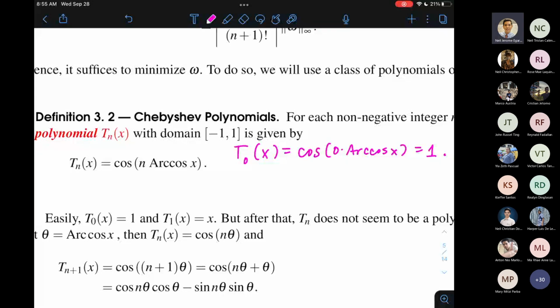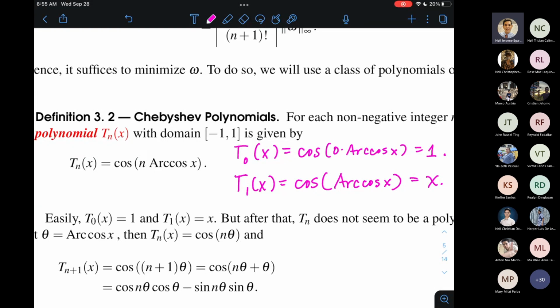Now, if you want to get T sub 1 of x, this will be cosine of 1 times arccos of x. So arccos x lang yan. But cosine is followed by arccos, so this will just be x. So ito yung degree 1 Chebyshev polynomial. Tapos sabihin nyo, sir, okay, ipagpatuloy lang natin yan, sir.